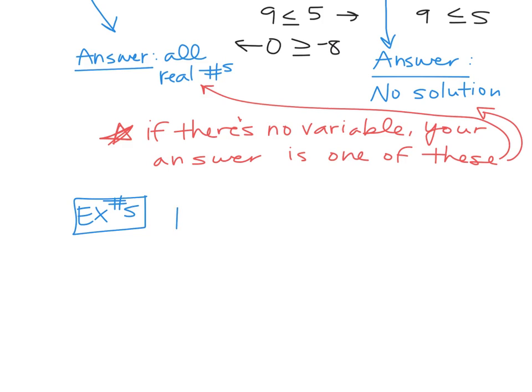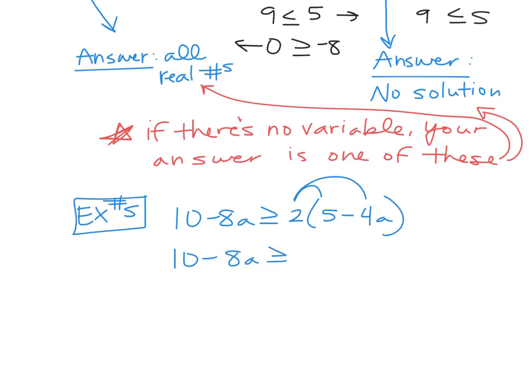And here's our first problem. Let's say we do 10 minus 8a is greater than or equal to 2 times 5 minus 4a. So we're just going to solve the inequality. What would you do first? You distribute. Okay, so we're going to distribute this. And we get 10 minus 8a is greater than or equal to 2 times 5 is 10. 2 times 4a is a negative 8a. Okay? If we solve this, what's the first thing we would do?